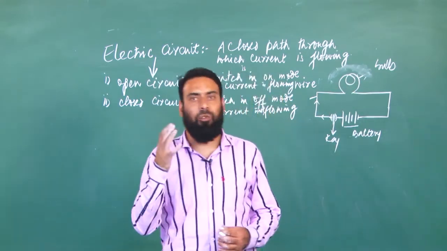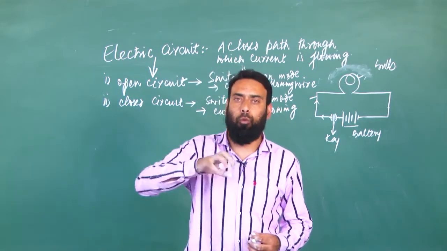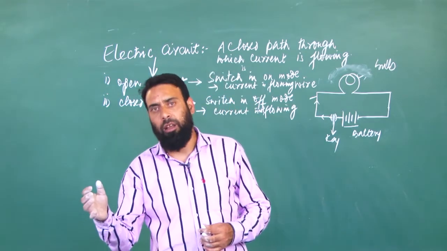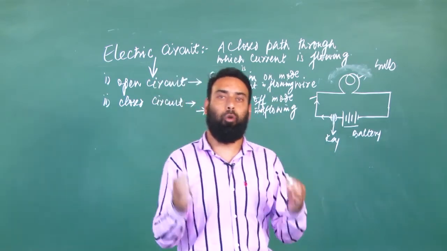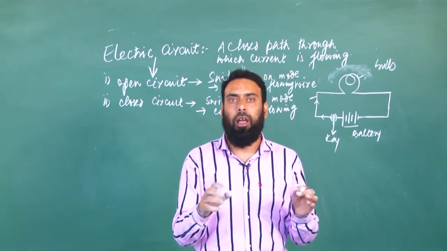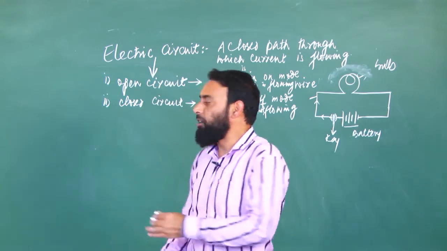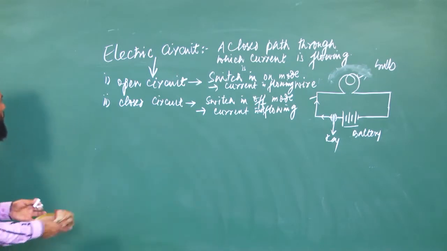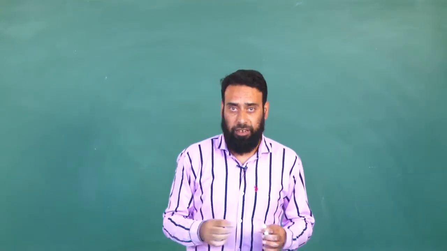Now let us take the different components of a circuit and see how we will represent them individually. How will we represent a resistor? How will we represent a voltmeter, ammeter, galvanometer, connecting wire? Let us take another topic, the components of the circuit.